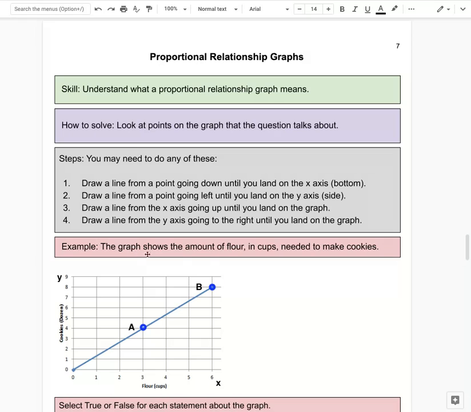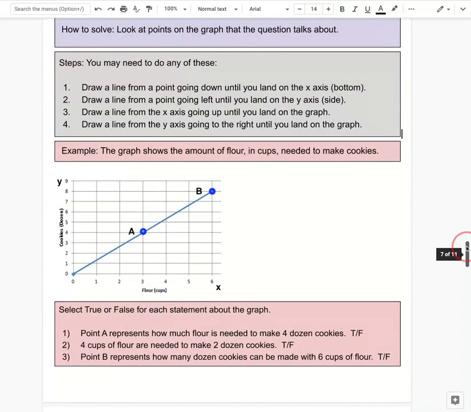Example: the graph shows the amount of flour in cups needed to make cookies. Select true or false for each statement about the graph. Statement 1. Point A represents how much flour is needed to make 4 dozen cookies. True or false? Statement 2. 4 cups of flour are needed to make 2 dozen cookies. True or false? And statement 3. Point B represents how many dozen cookies can be made with 6 cups of flour. True or false?